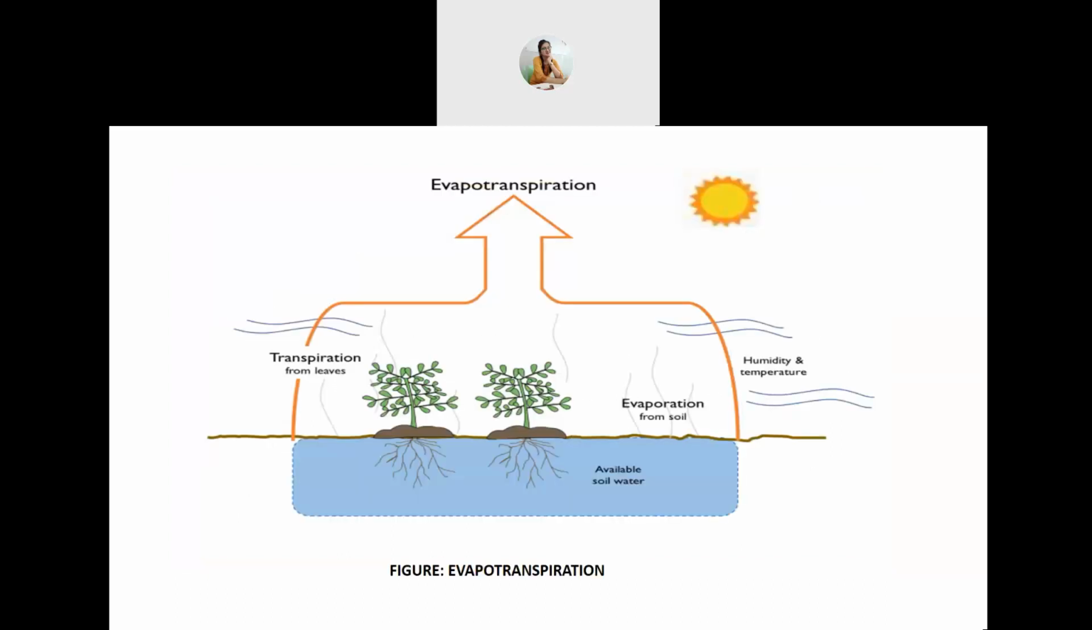Here I have shown you a figure of evapotranspiration, how transpiration occurs from leaves and also evaporation from the soil, which ultimately goes through humidity and temperature, and finally rises up and forms the evapotranspiration.